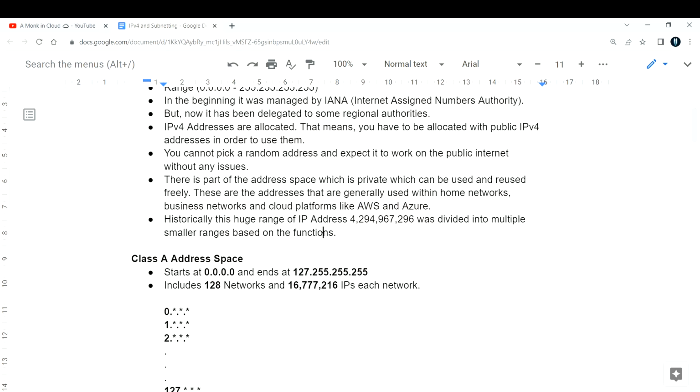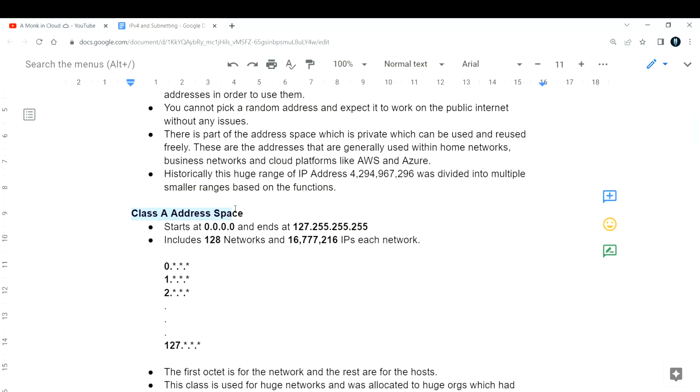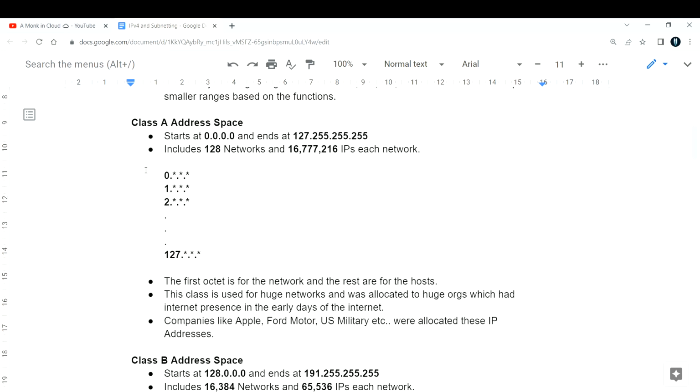Historically, this huge range of 4.2 billion IP addresses was divided into multiple smaller ranges based on their functions. There were class A, class B, class C, class D, and E. First let us look into class A. I'm just revising all these things because they are needed to understand the subnetting concept well. If you already know this, you can skip directly to the subnetting part.